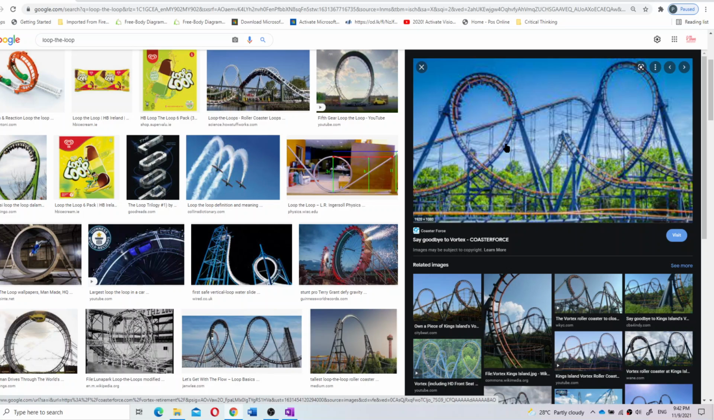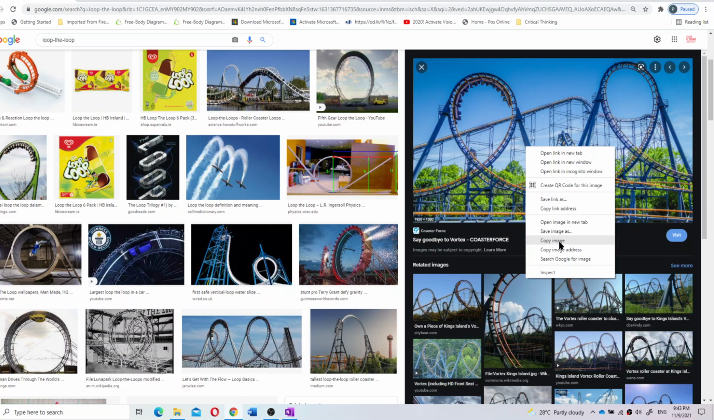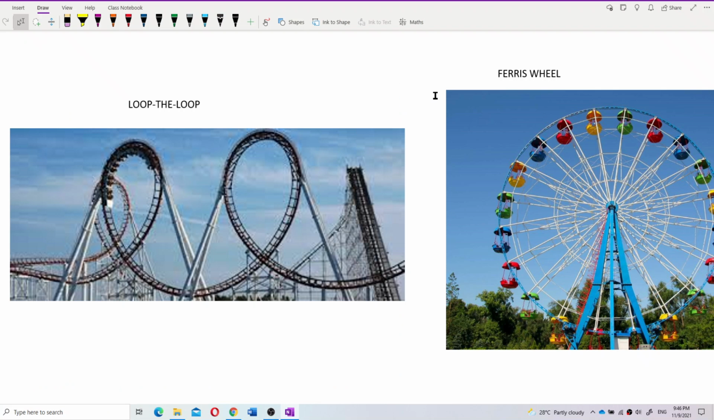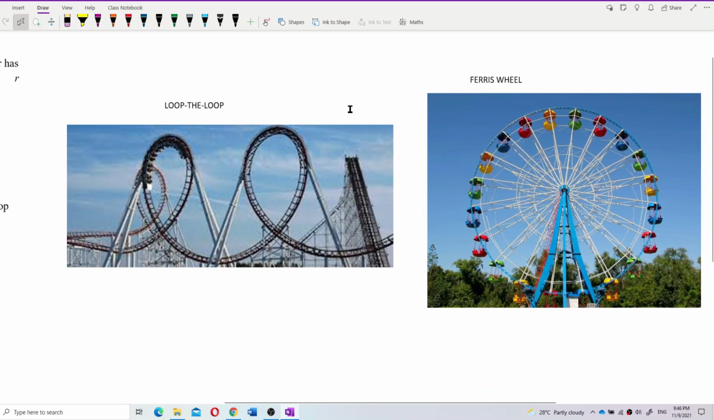So you can see, this is the loop the loop. As you can see over here, the roller coaster is upside down. What is important here, I want to show you that there is a point at the top. The roller coaster is upside down, so the normal force in this case is downwards instead of upwards like the Ferris wheel. Maybe let us transfer this picture into our slide. Look carefully at this one, I transferred it to here already.